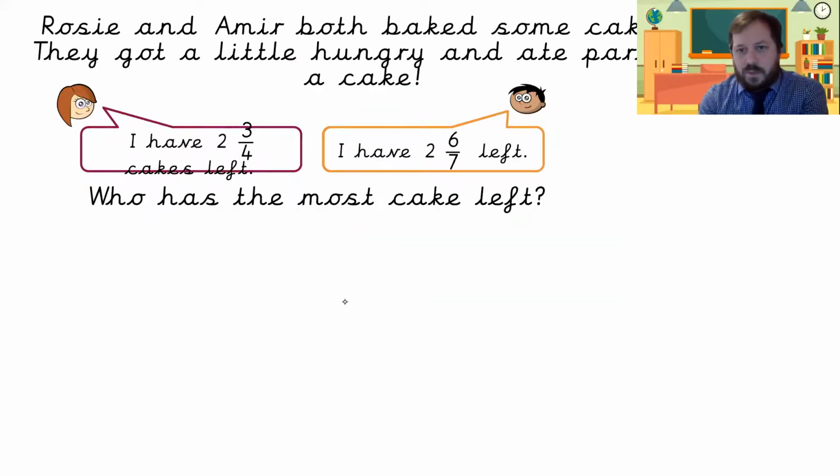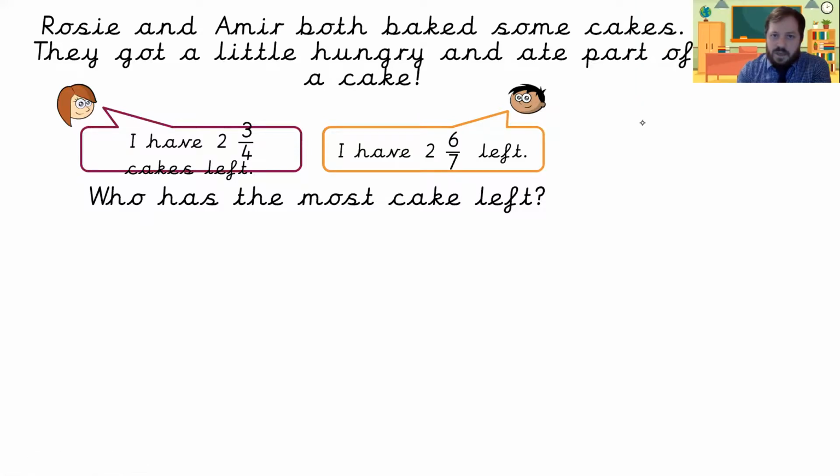Have a look at this one. Rosie and Amir have both baked some cakes. They got a little hungry and ate part of a cake. Rosie says, I have 2 3/4 of cakes left. And Amir says, I have 2 6/7 left. Who has the most cake left? Have a think about it and then we'll talk it through.